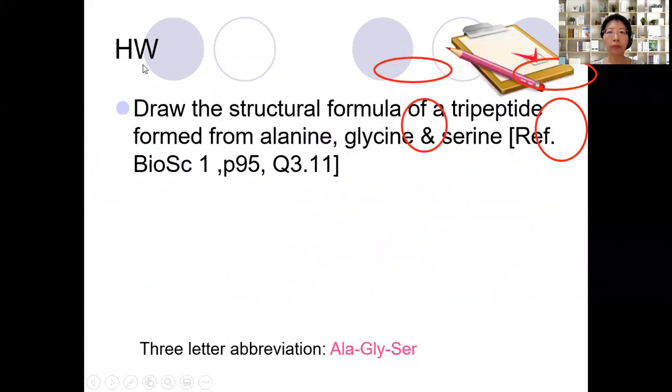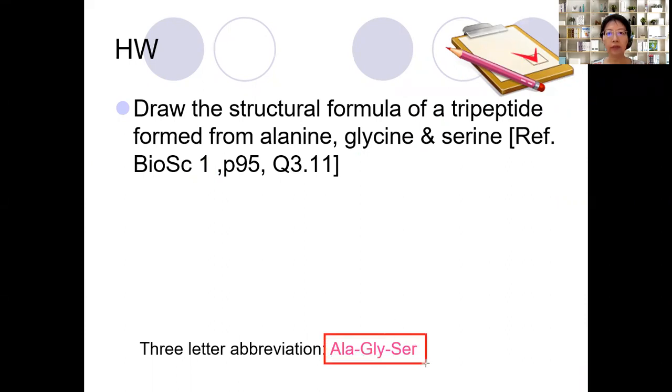So this is a homework. Please draw these 3 amino acids that have joined up to form a tripeptide. And the 3-letter abbreviation for this tripeptide is alanine, glycine, and serine. Now, you don't have to memorize the short form, okay? You don't have to memorize. You also don't have to memorize the R group. You only need to know there are 4 types of R group, and when given the structure, you know how to identify them, which of the 4 R groups it is.